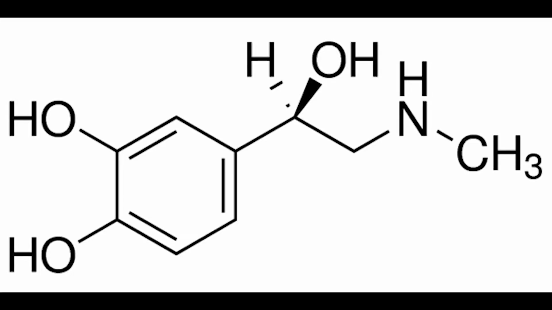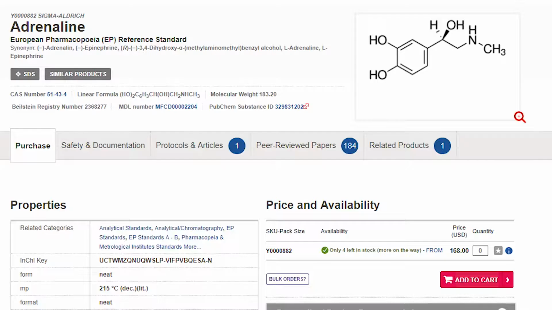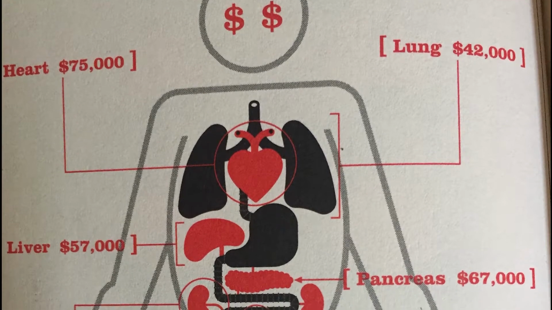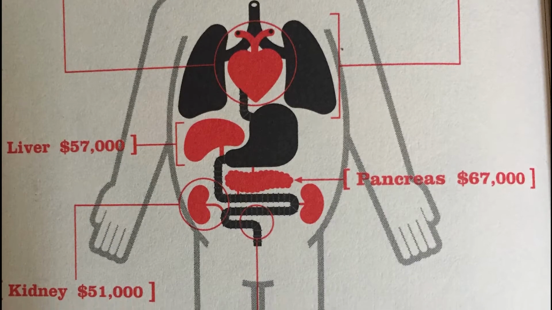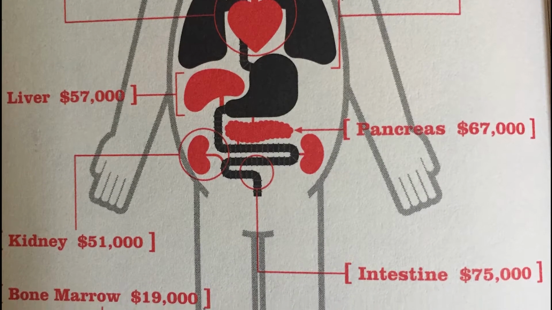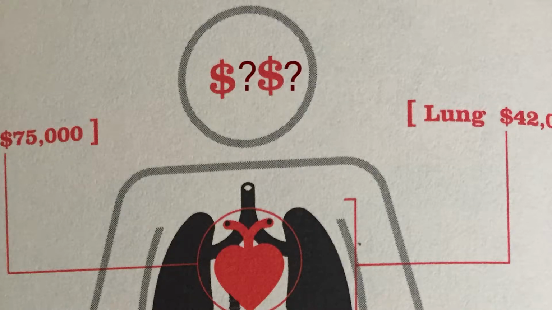You have molecules in you, like adrenaline, which you can buy on sigmaaldrich.com for $30 per milligram. And if we take into account all of your organs, you're worth about $500,000. A heart is worth about $75,000. A liver, $50,000. However, there is no hospital price for a brain. And that's because brains can't be transplanted. And if they could, you wouldn't want one anyways.